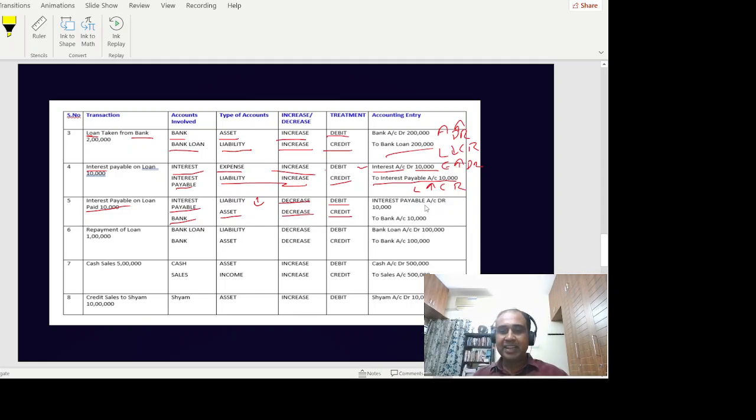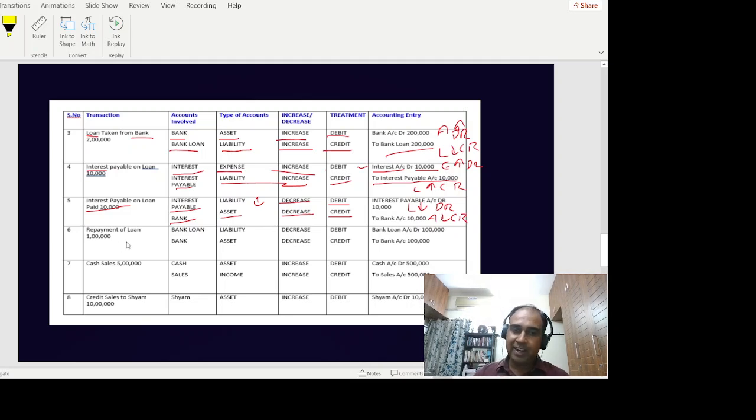My bank balance will reduce, so the asset will also decrease. The entry will be interest payable account debit. Why? Because there is a liability which is decreasing and I have to debit it. Why bank account credit? It's an asset which is decreasing, so I have to credit. Asset decrease means credit.